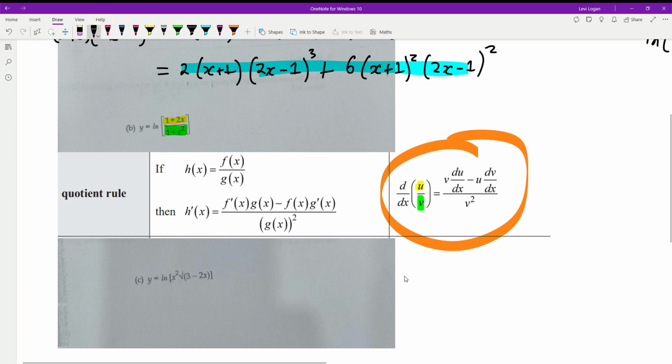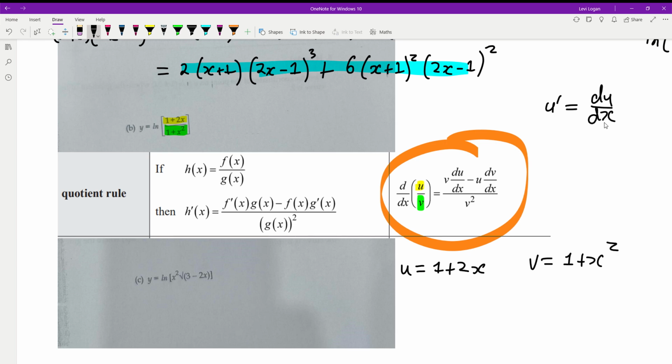So if we go, alright, u equals 1 plus 2x, v equals 1 plus x squared. If we're differentiating this, it's going to give you u dash. Now u dash is the same as du dx, same with v dash, that would be dv dx, etc. So u dash, differentiating this would just give you 2. v dash, just differentiating this would give you 2x, okay?